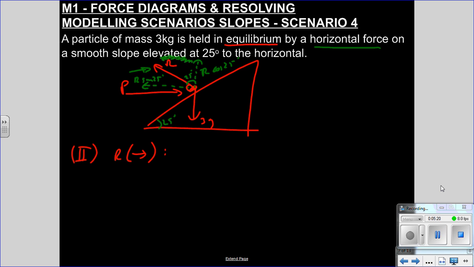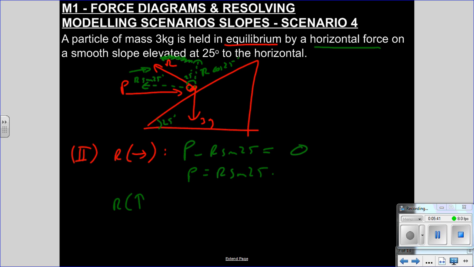So if we resolve left, right, what's our force going right? Well, it's P. What's our force going left? Well, that's R sine 25. It's in equilibrium, so our net force equals 0. So therefore P equals R sine 25. But we don't know what R is yet.